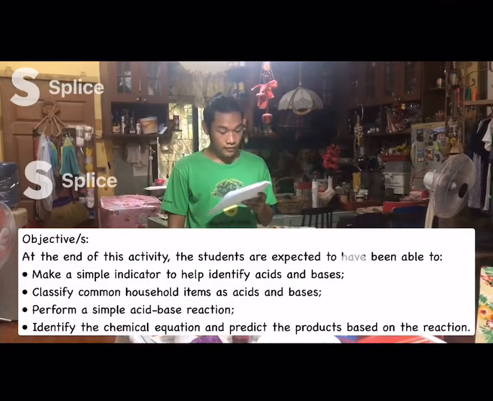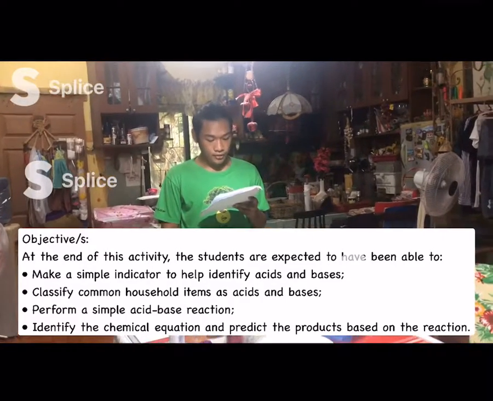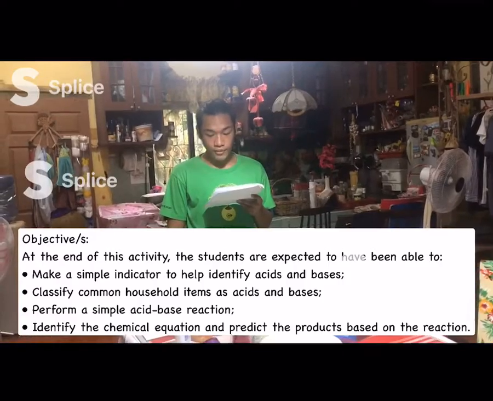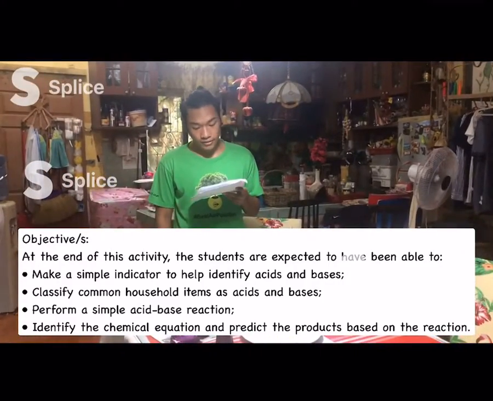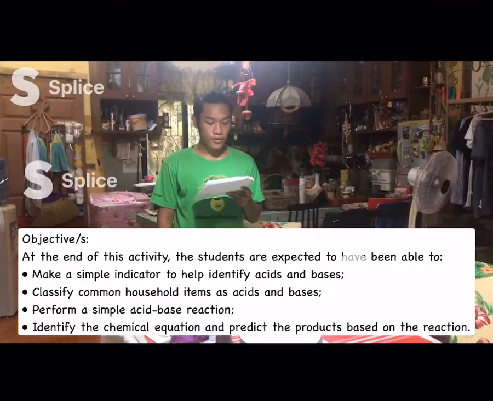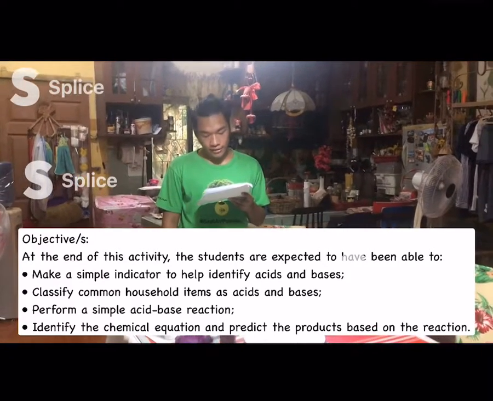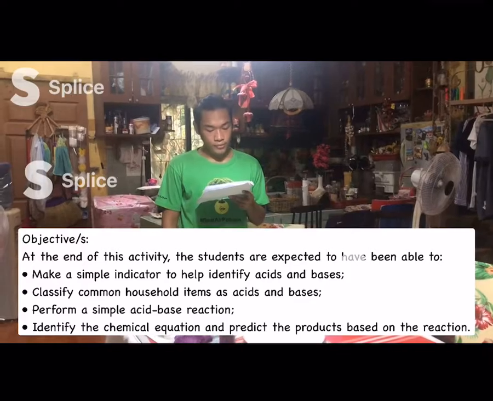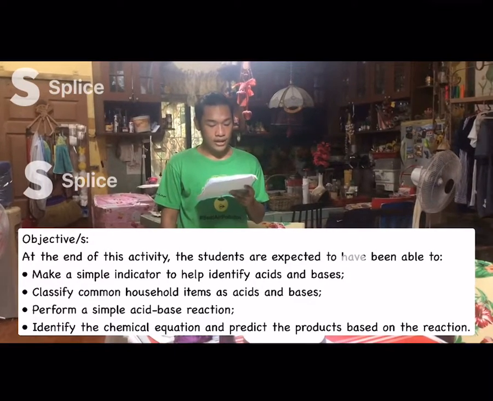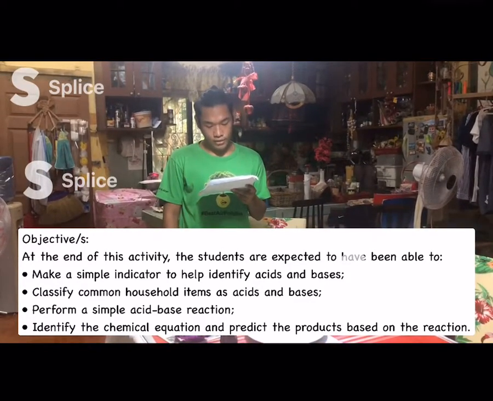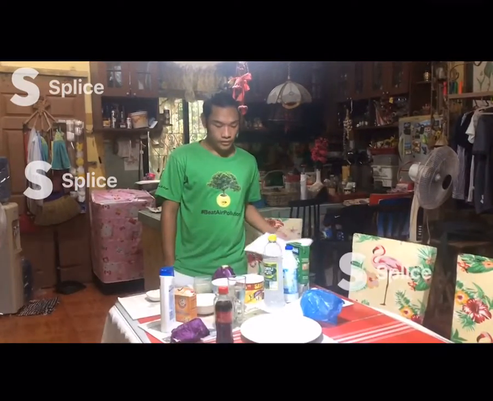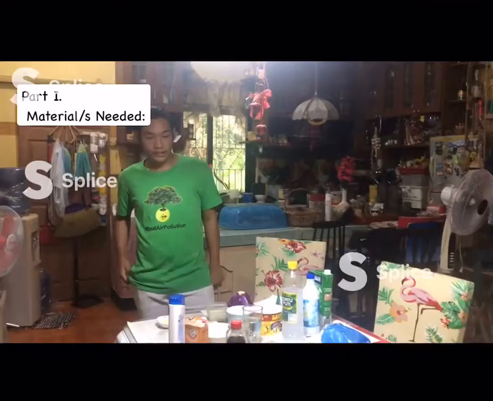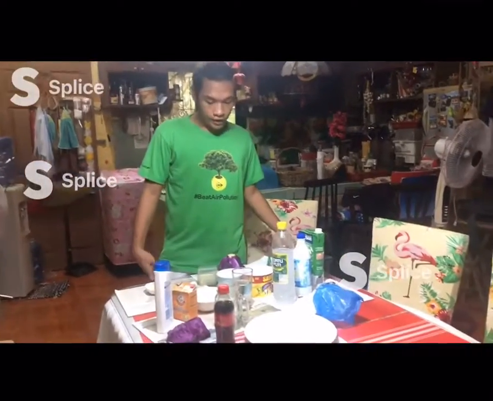Objectives: at the end of this activity, the students are expected to be able to make a simple indicator to help identify acids and bases, classify common household items as acids and bases, perform a simple acid-base reaction, identify the chemical equation and predict the product based on the reaction. So these are the materials needed for this laboratory exercise.